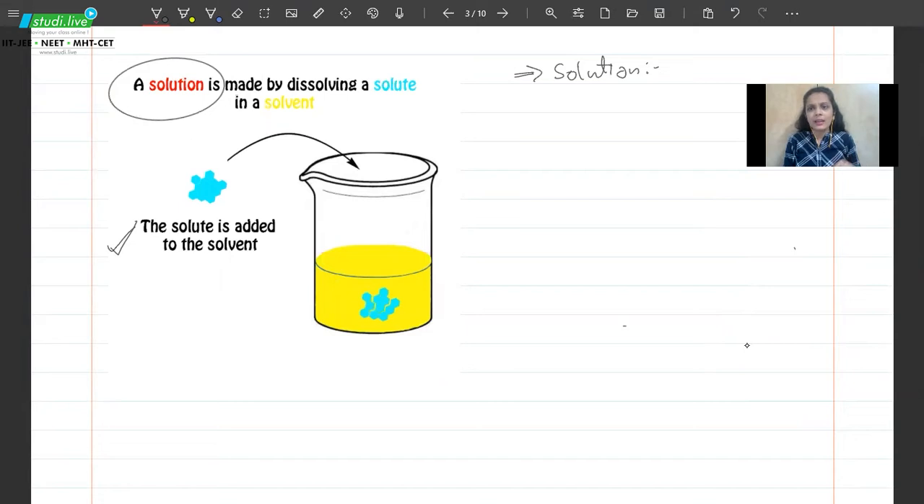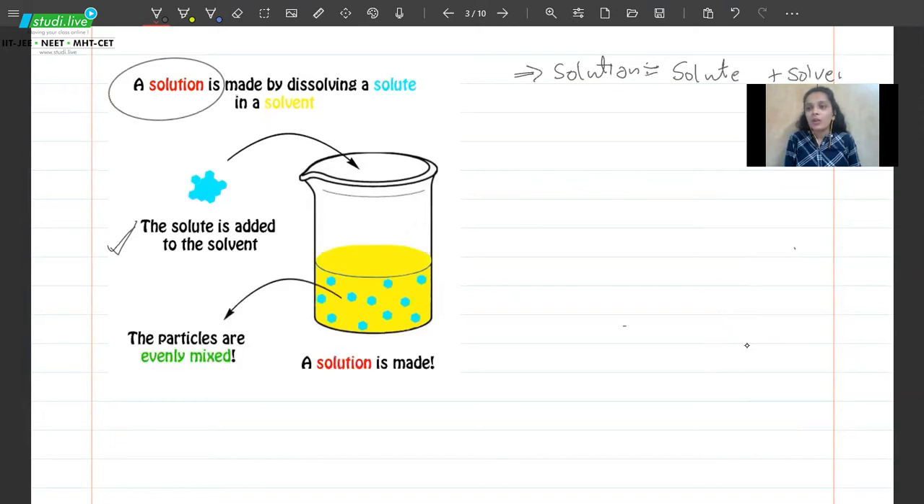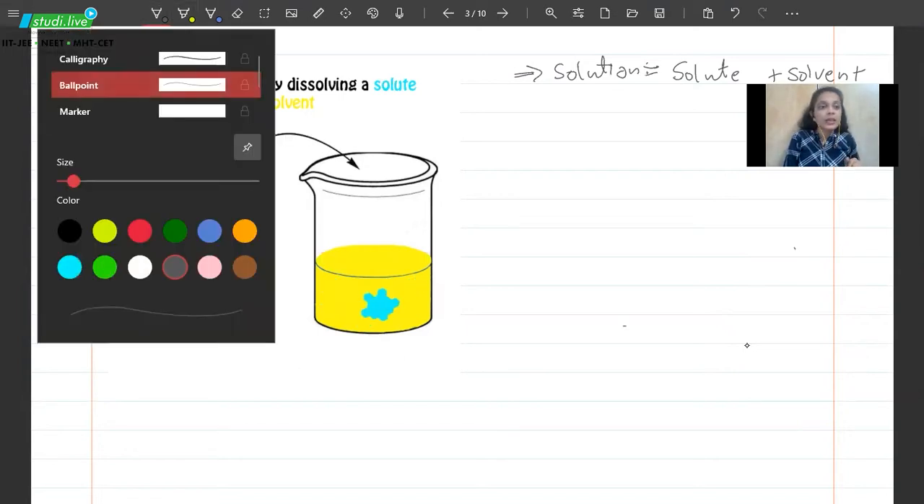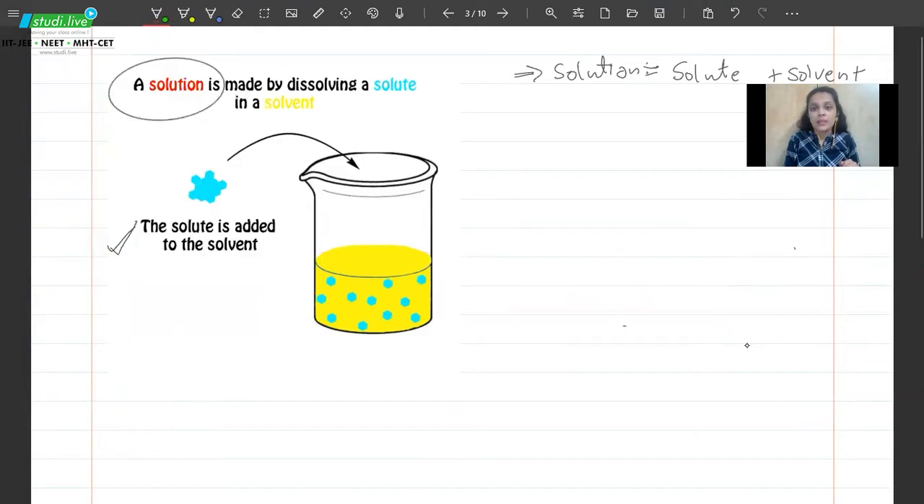So can we say that if I'm talking about solution, it is made up of what? It is made up of solute and solvent. Am I right? Yes or no? But the catch, the important part that we need to understand over here is nothing but solution.